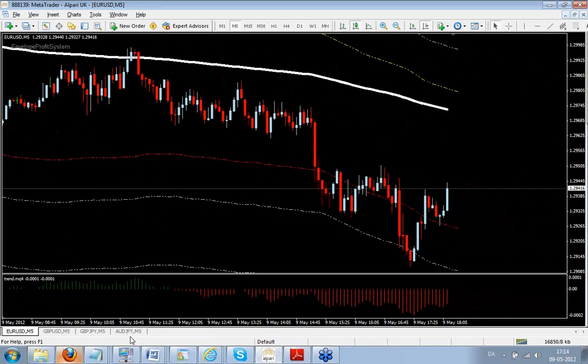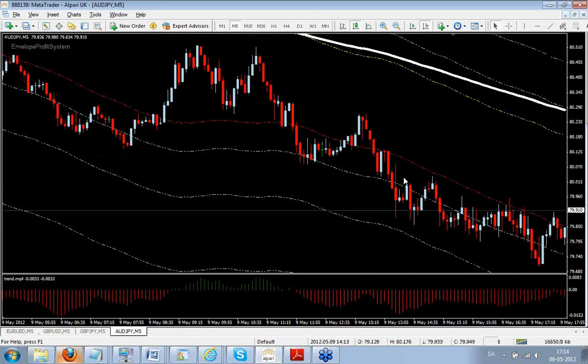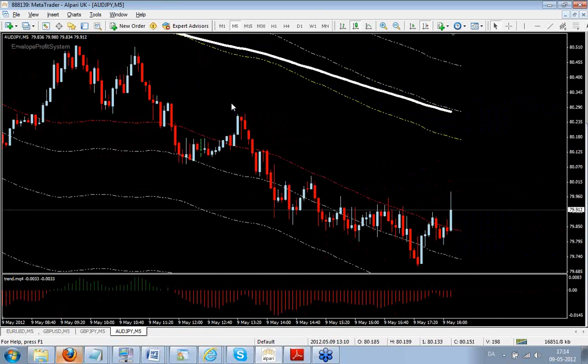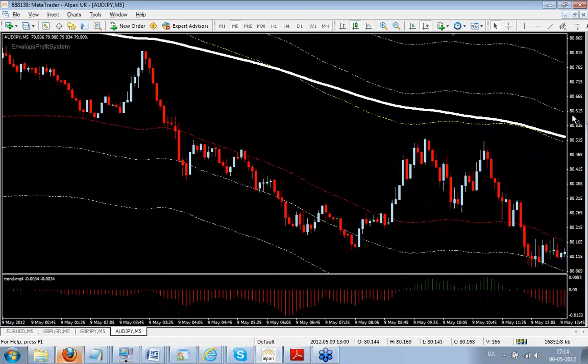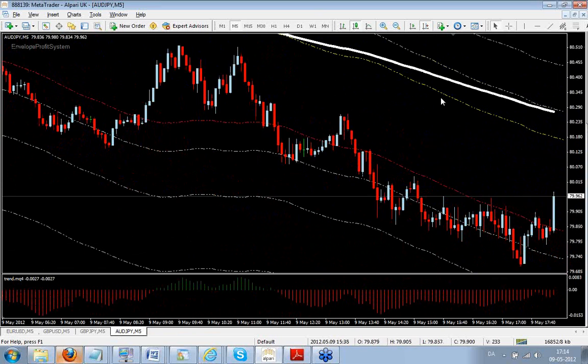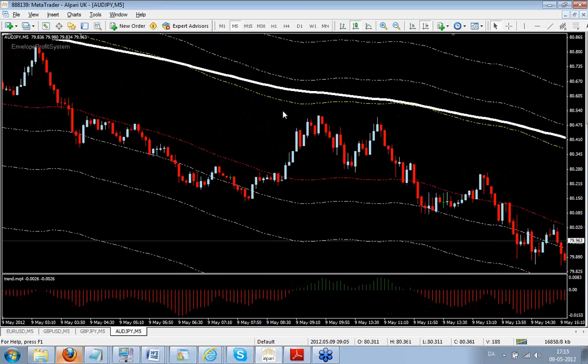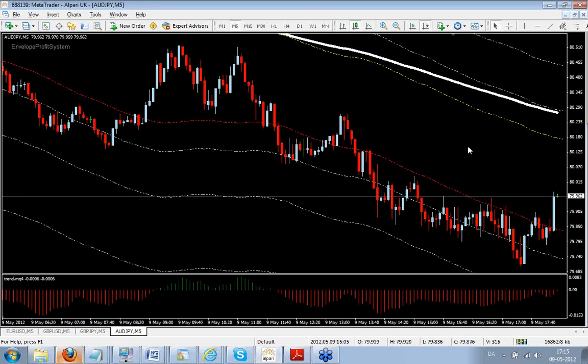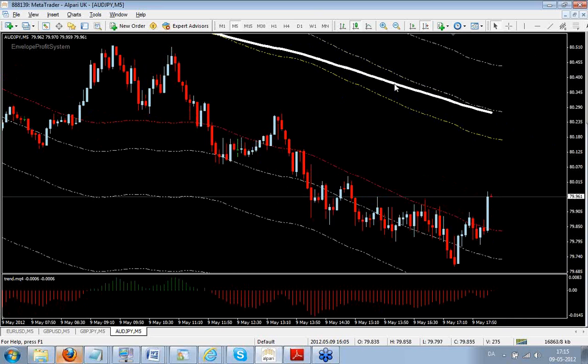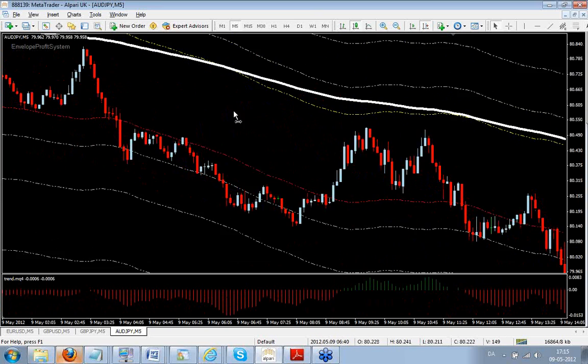I want to show you something here in the Australian dollar yen. I never trade this pair, but when you see a situation like this happen, where the yellow line is below our EMA line, you see this here, EMA below the white line, it's preventing you from going long. When you see this, you cannot go long because the yellow line has to be on top of the white line for you to go long. And the other way around, the red line has to be below the white line for you to go short. So why is this happening?